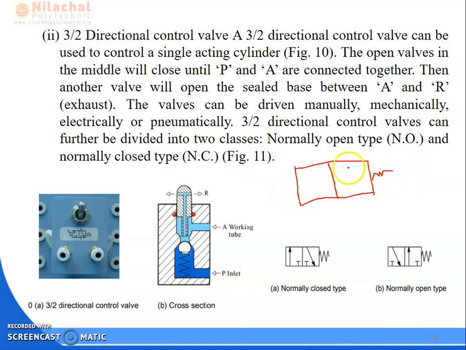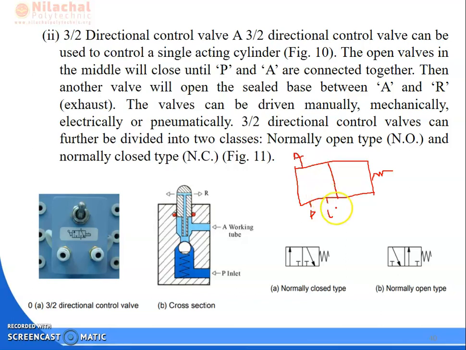So see, there are 3 ports. One is your pressure supply port P, the supply port from the reservoir. A port is your working port into the cylinder, and there is an exhaust port. That is E, the exhaust port.